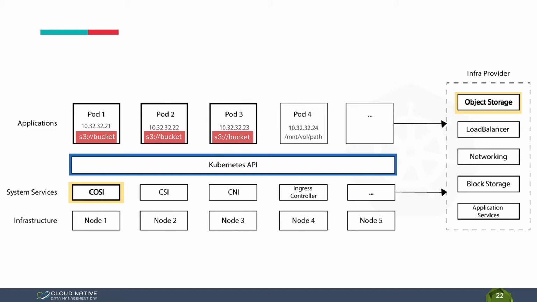So there are two aspects here. One is the communication between the workload and COSI, which is the COSI API, and two is the communication between COSI and object storage. In this section, we'll focus on the communication between workload and COSI.